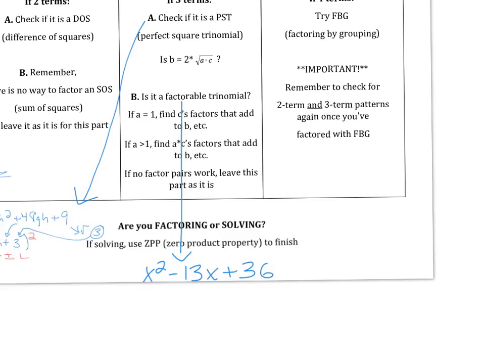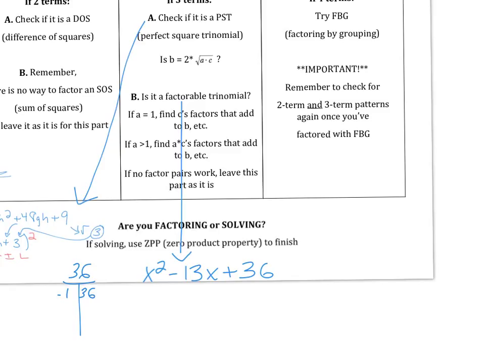If we had an example like this, you can see the instructions here. Of course a is 1, there's no coefficient there, so a is 1. So we're going to find c's factors, c being our constant, 36, find c's factors that add up to b, and then make sure your signs are right, and that's what the etc. means. So we're going to look for the factors of 36, and I just do a quick little factor chart here. The factors of 36 start as 1 and 36.